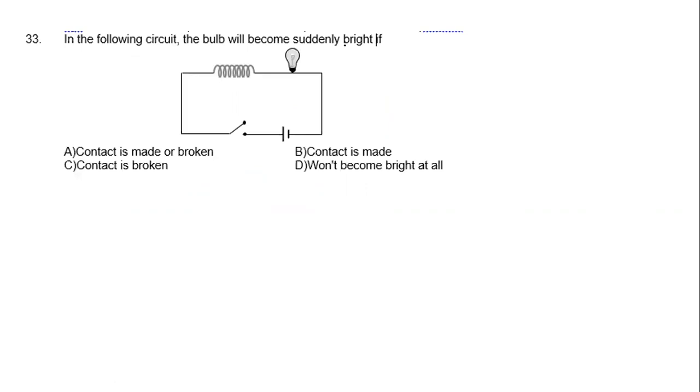This is a very conceptual question. We know when we break the circuit, di by dt is extremely large, and hence the induced EMF is very large. And when the induced EMF is large, this leads to a high EMF. If the induced EMF is very high, it will lead to the bulb burning very brightly. It will suddenly become much brighter. That's the condition when the contact is broken.